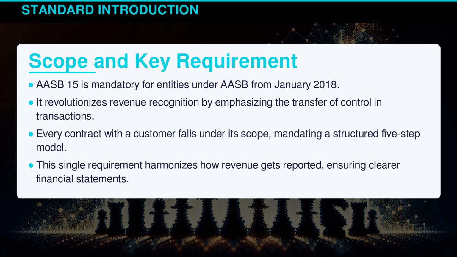AASB 15 is mandatory for entities under AASB from January 2018. It revolutionizes revenue recognition by emphasizing the transfer of control in transactions. Every contract with a customer falls under its scope, mandating a structured 5-step model. This single requirement harmonizes how revenue gets reported, ensuring clearer financial statements.